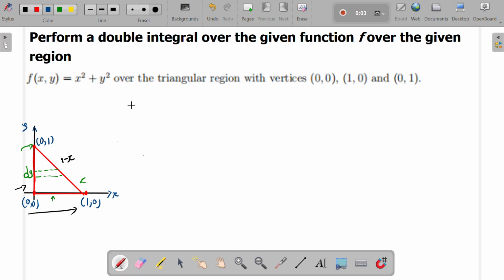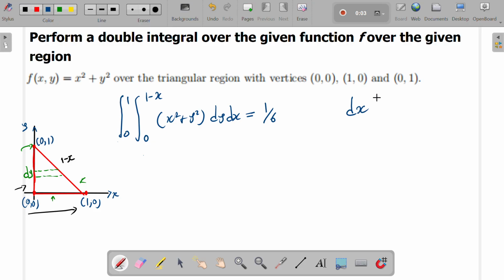Okay, and that is when we formulated it this way. We said 0 to 1 and 0 to 1 minus x of x squared plus y squared. That would be dy dx, and we have ended up with 1 over 6. So one thing that I would challenge you to do is, instead of using dy dx, let's use dx dy and see if you're going to get the same thing.